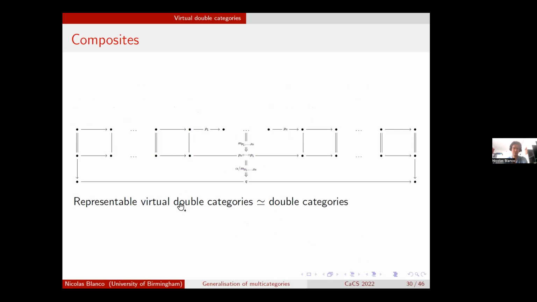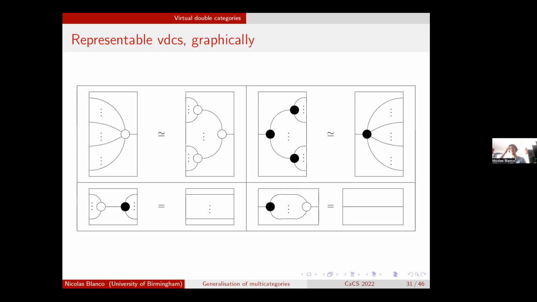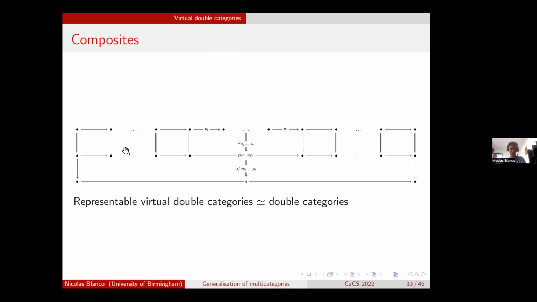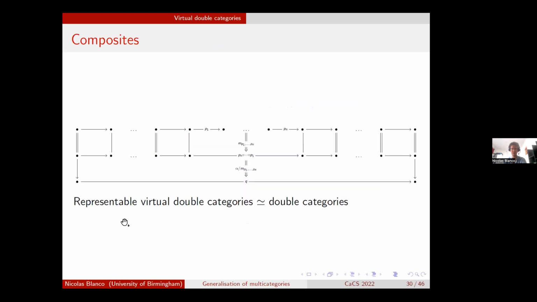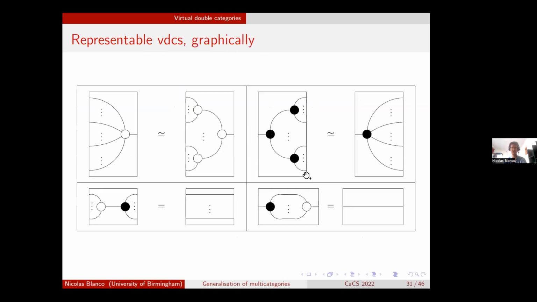And you have that virtual double categories with all composites are equivalent to double categories. And so you can represent them graphically in this way. You just color everything. And so you don't put vertical arrows for the dot, because if you look at this two cell, it's along identities. You don't have to have vertical arrows. They are just identities.